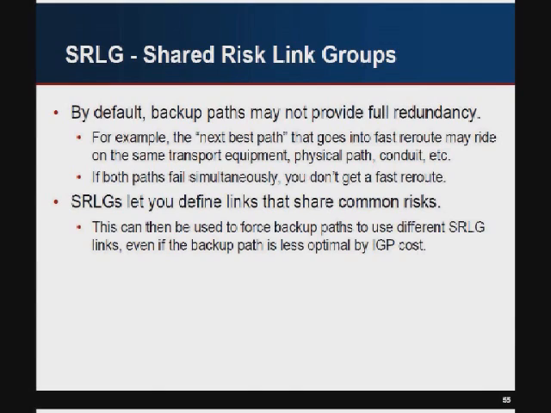There's shared risk link groups. And what's happening here is when MPLS does its backup paths, it may not fully be able to appreciate what's the underlying infrastructure going on. So, for example, it might pick a backup path that shares the exact same physical conduit, transport gear, cross-connect, whatever, with the primary path. And if it's likely that two links are going to fail at the same time, you can put them into the same shared risk link group, and then when you go to build your backup paths, you always look for something that takes a different shared risk.